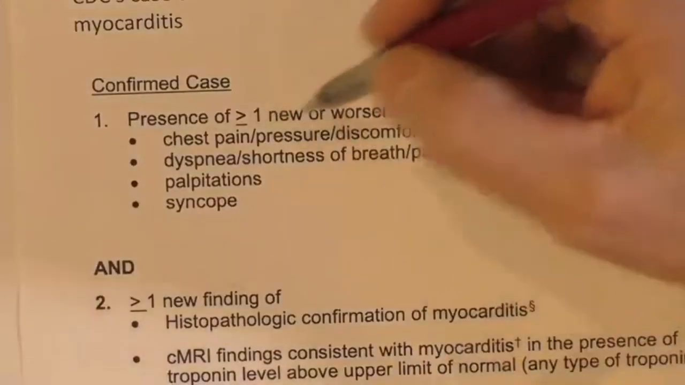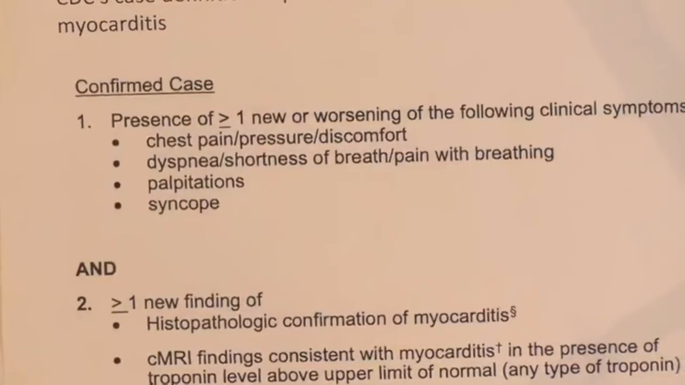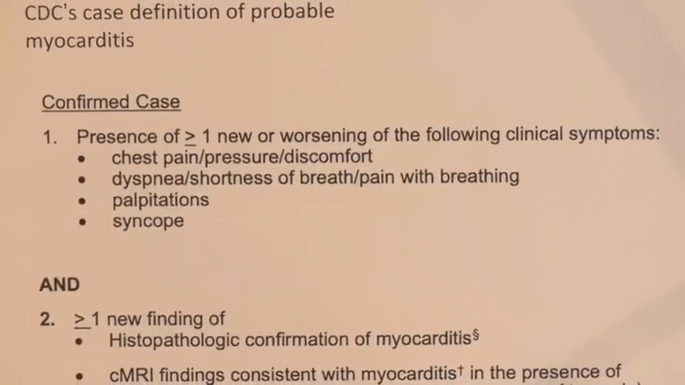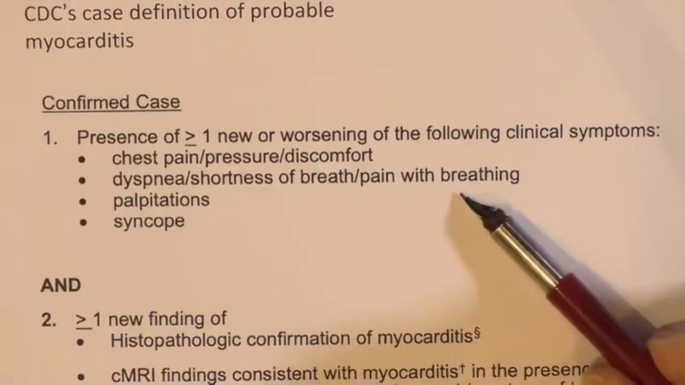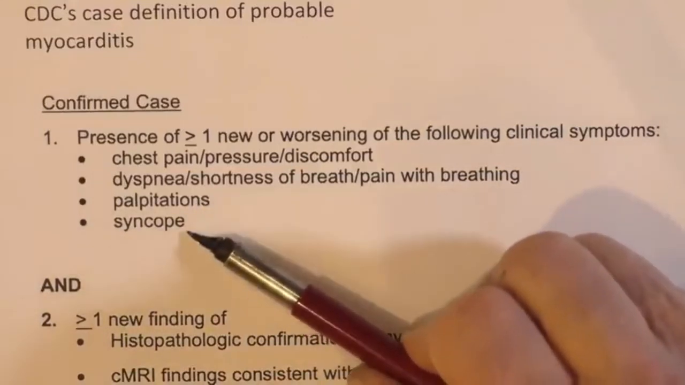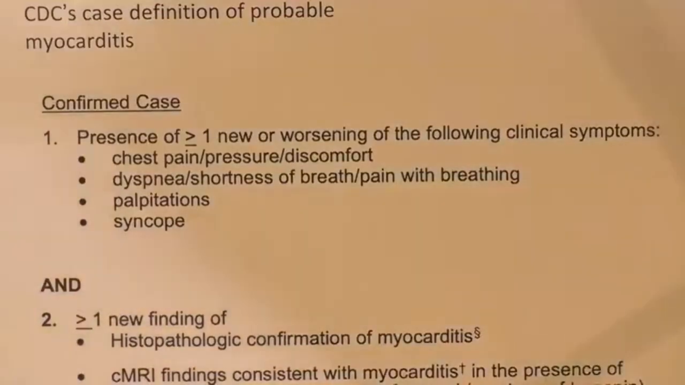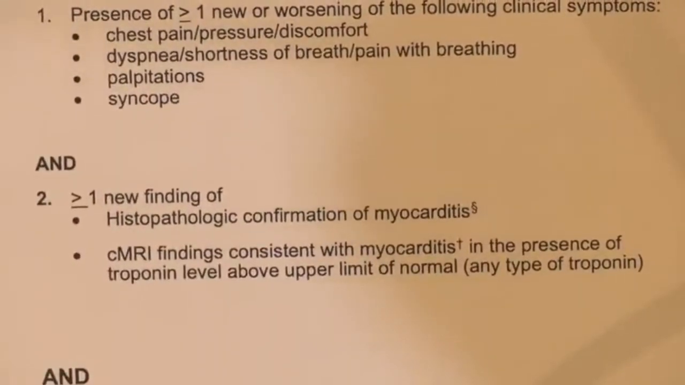So presence of one or more new or worsening of the following clinical symptoms: chest pain, pressure or discomfort, shortness of breath, difficulty breathing, pain with breathing, feeling your heart beat inside your chest, palpitations, syncope, which is fainting. But as well as that, you need to have a pathological confirmation.